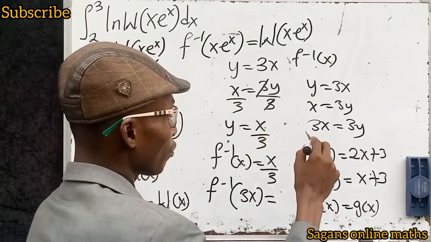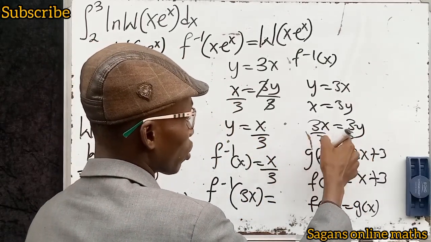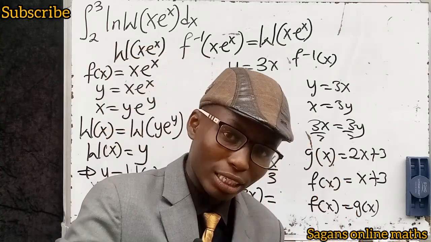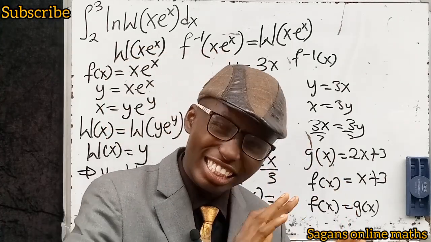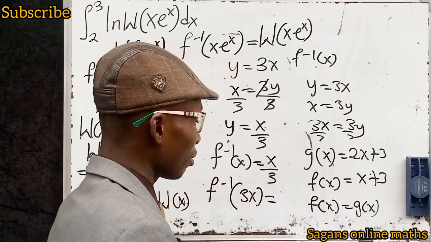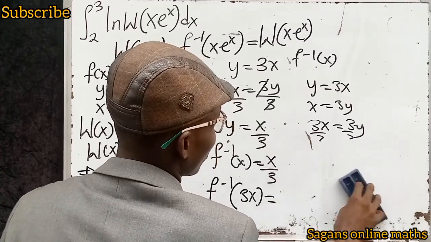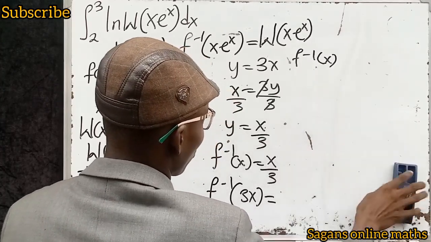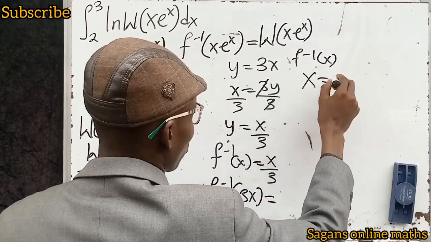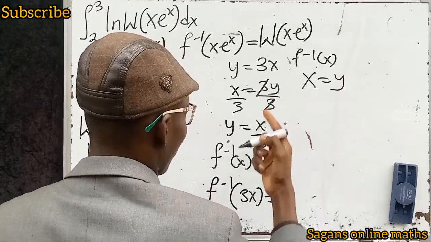That's what I'm saying. So if we divide here by 3 and divide here by 3, you can see that x is equal to y. That's exactly what I'm saying. Can you see that? It's very interesting. Now we can remove this from here. But I want you to know that y is equal to x, and x is equal to y.